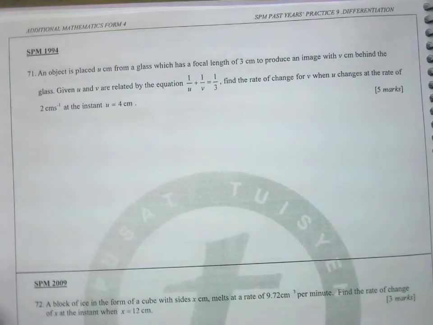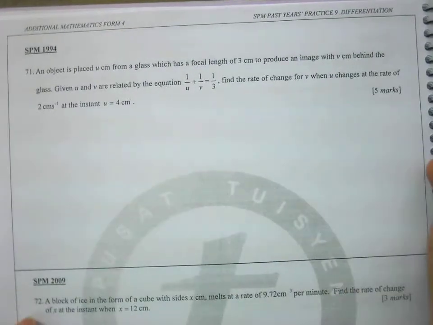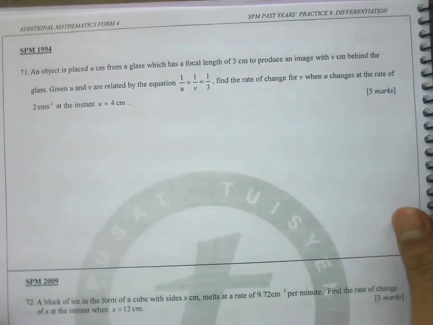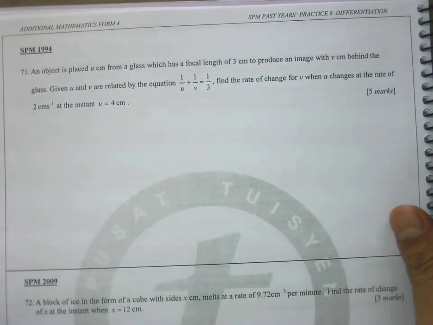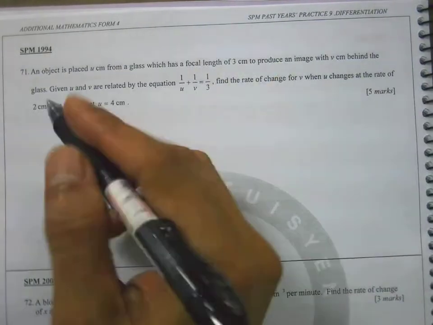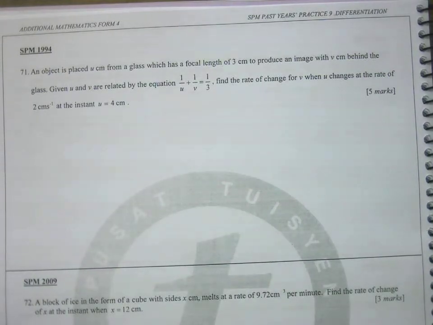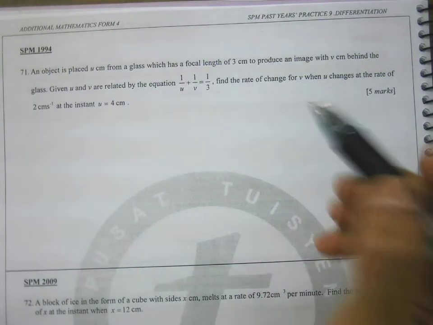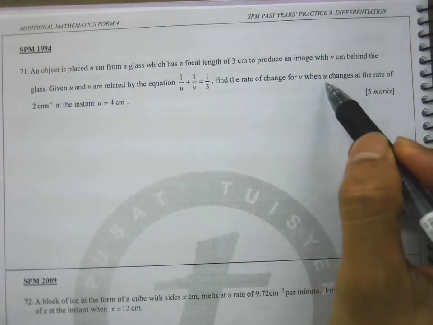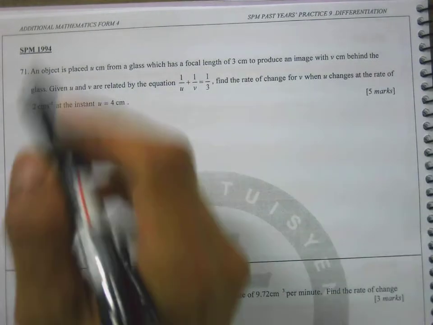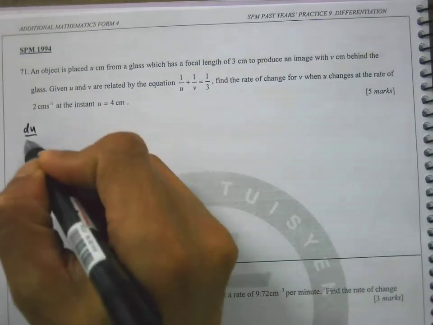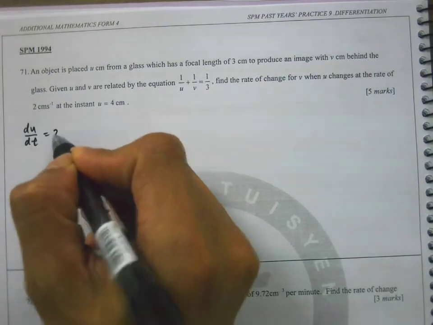SPM 1994 question. This one is a bit more difficult because you need to rearrange the equation first. See, when it comes to rate of change, like I said, you need to identify the rate that you're given. Now read the question. What are you given? U changes at the rate of 2. That means du/dt is 2.